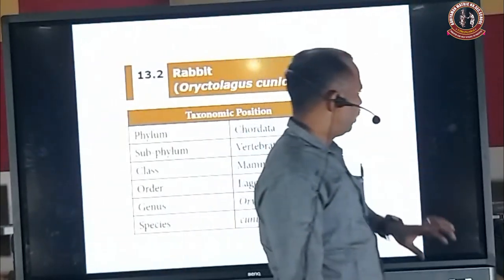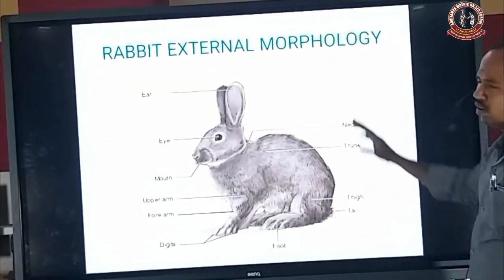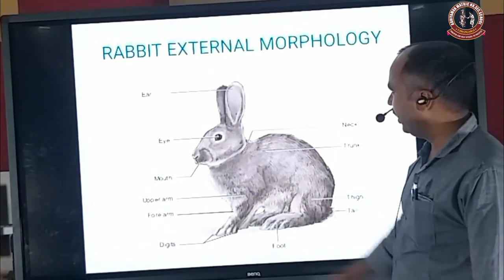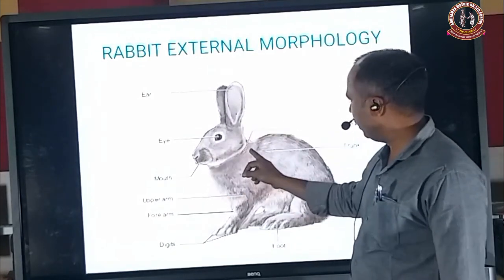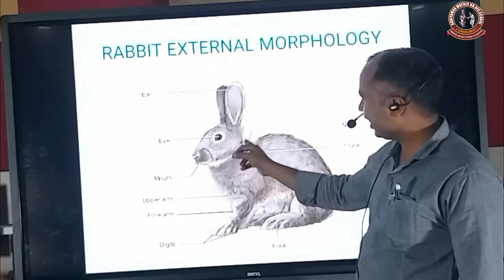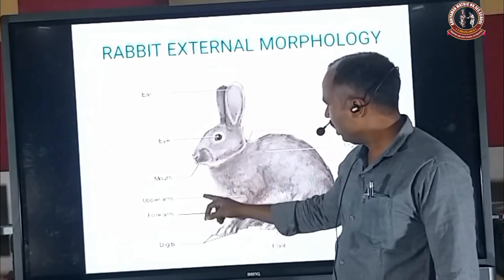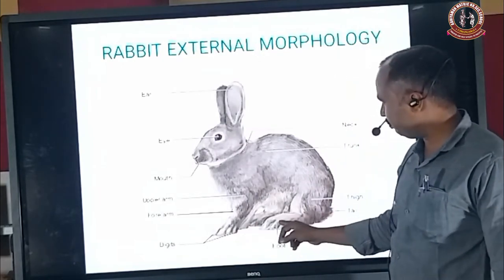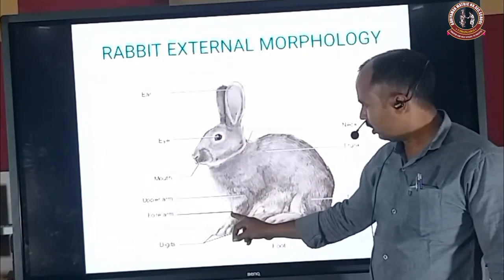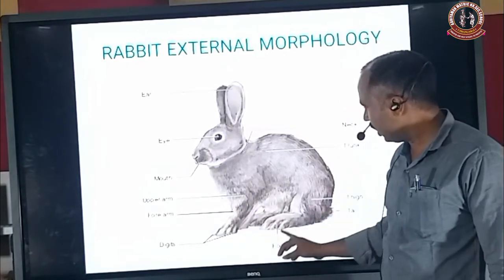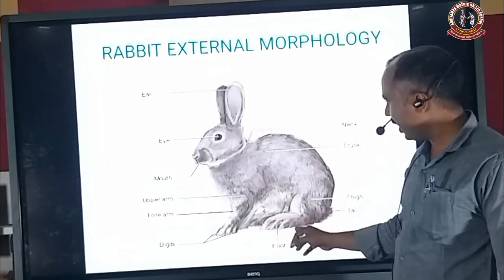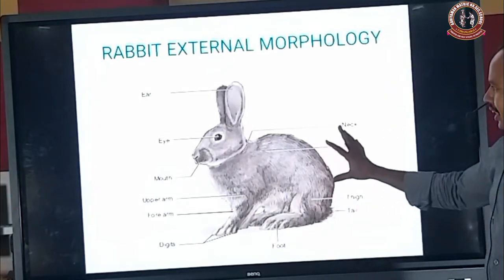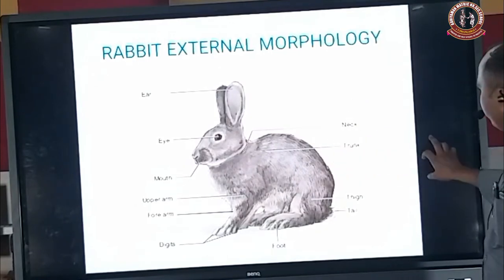Next we can study the external morphology of a rabbit. Okay, this is a picture of a rabbit. It has an ear and eye, mouth, and the trunk, neck region. The neck region is connected with the head and the trunk, and the mouth, upper arm, forearm and the digits. The forearms connect to the digits and the foot, and then the thigh region and the shank. Okay, these are the general parts of the rabbit.